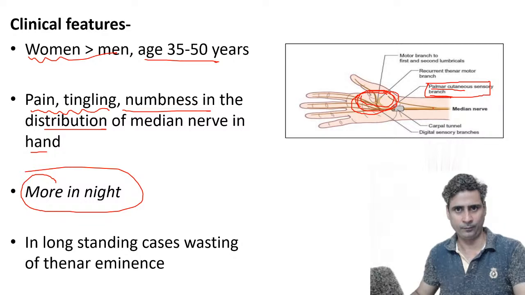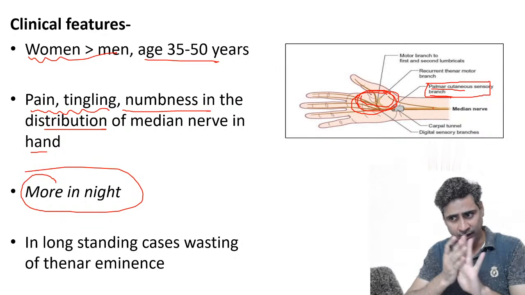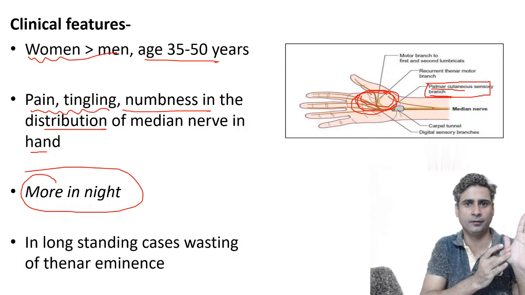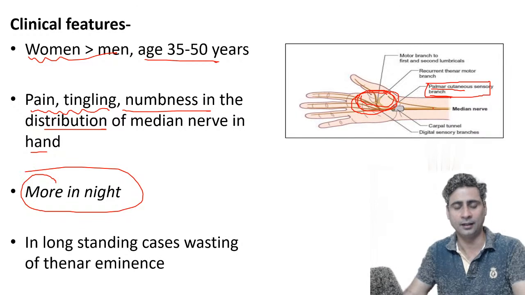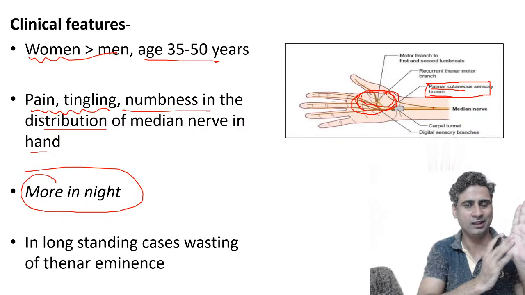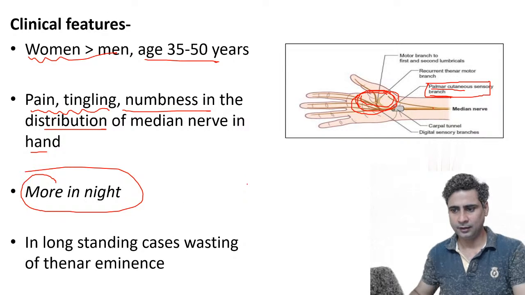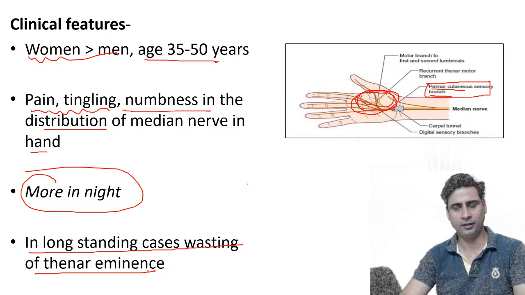So there will be no sensation change in this area. This will be normal. This tingling, numbness, pain will be in the lateral 3.5 fingers, not over the thenar eminence, though this area is also supplied by the median nerve. Okay, because the palmar cutaneous branch is superficial to the carpal tunnel. That is why in low median nerve injury, most of the time these sensations are spared. And in long standing cases, there will be paralysis of thenar muscles causing wasting of the thenar eminence.